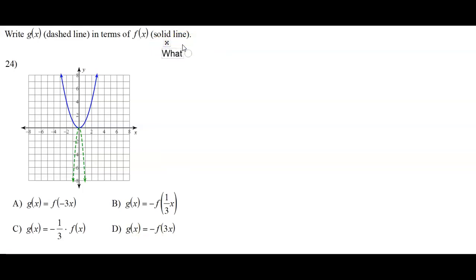The question we're really answering here is, what do we have to do to the blue line to get the green line? Now on your test, they won't be colored. They'll be solid and dashed. So instead of saying, what do we have to do to the blue line to get the green line, we would be saying, what do you have to do to the solid line to get the dotted line? But that being said, let's go ahead and begin.